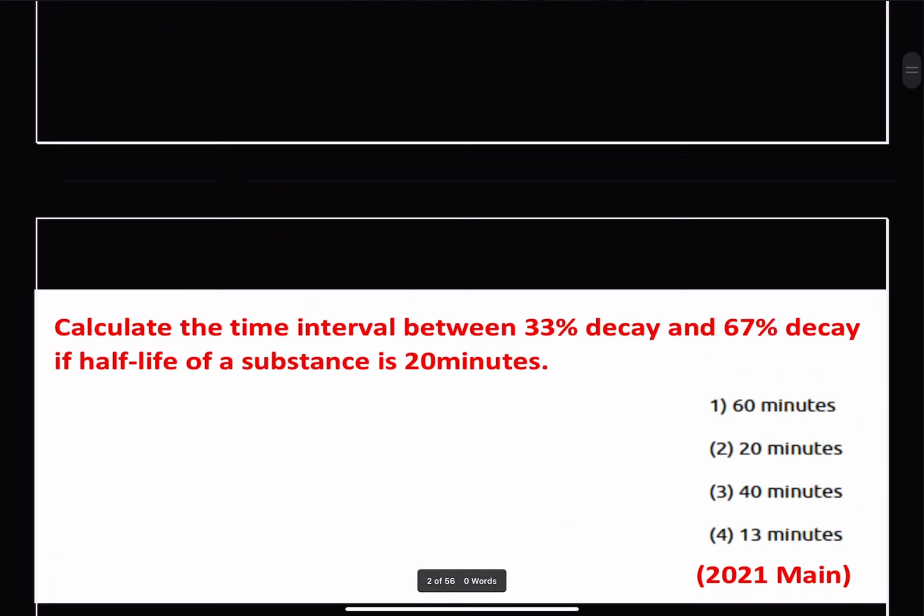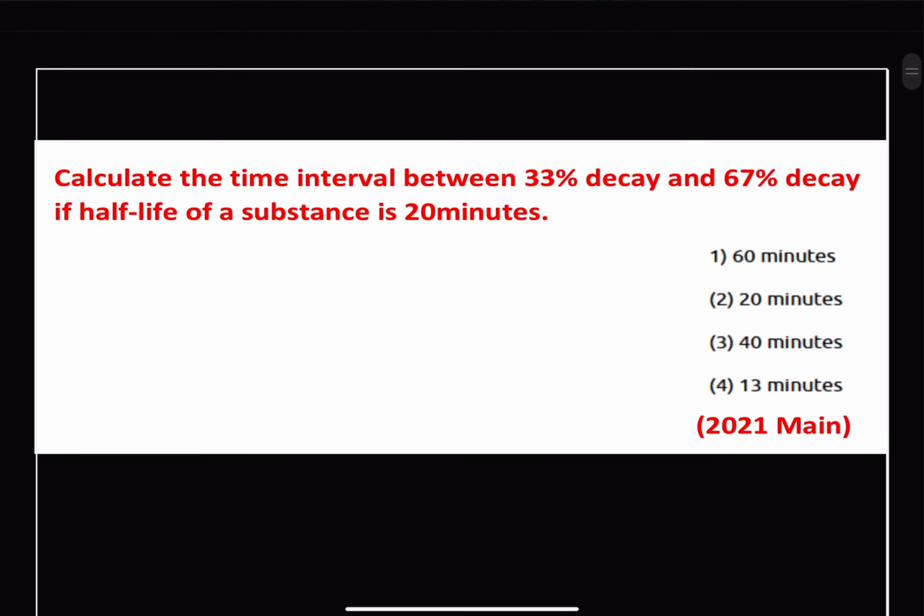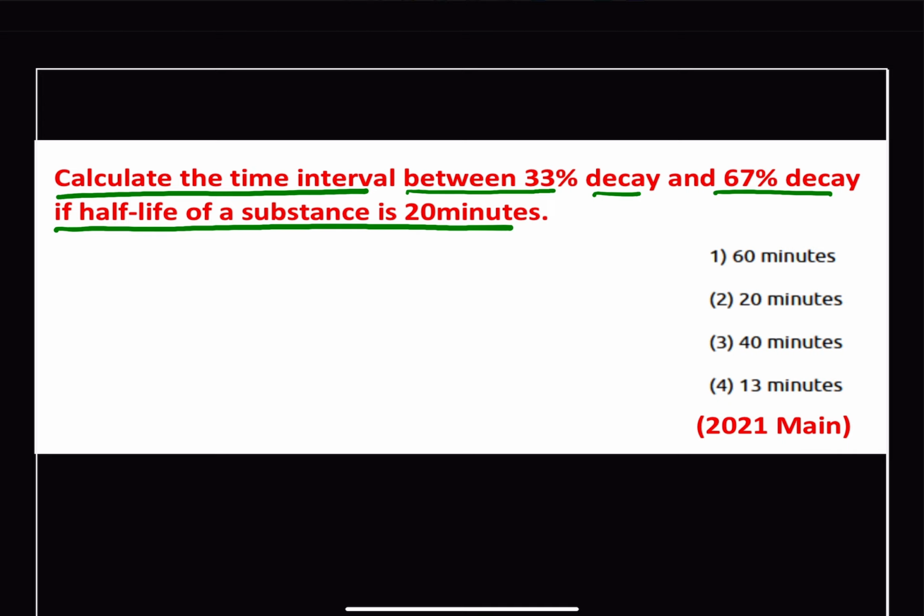Next question. It states: calculate the time interval between 33% decay and 67% decay if the half-life of the substance is 20 minutes. So we are given the half-life and we have to find out the time representing 33% and 67% decay.